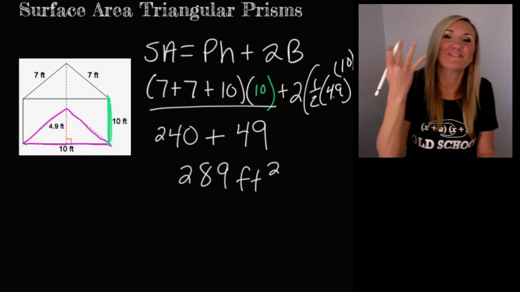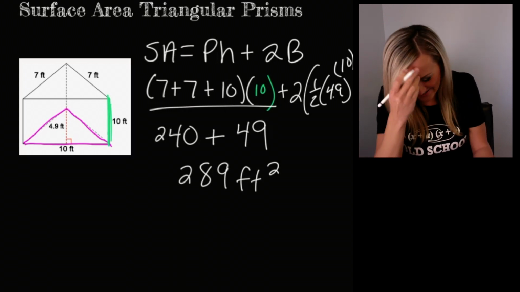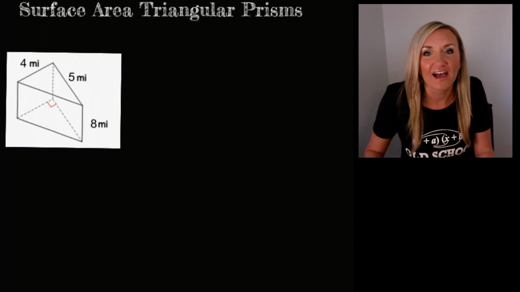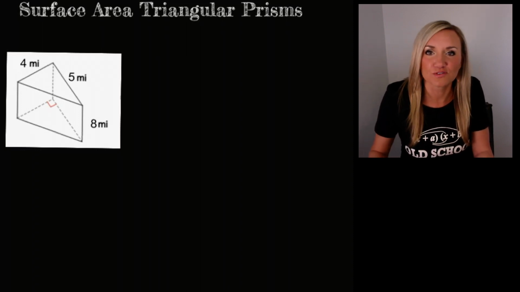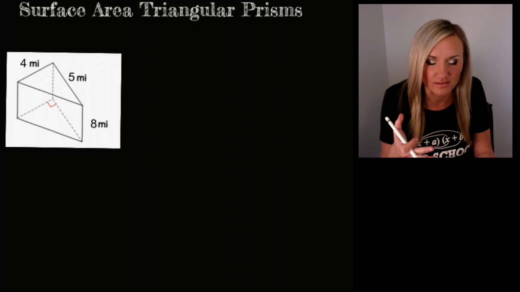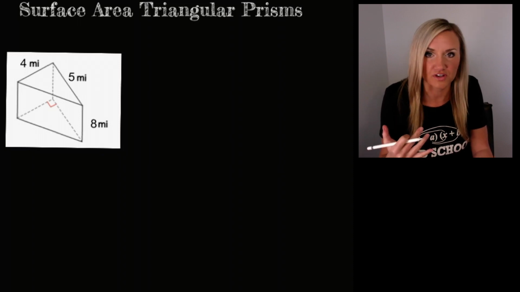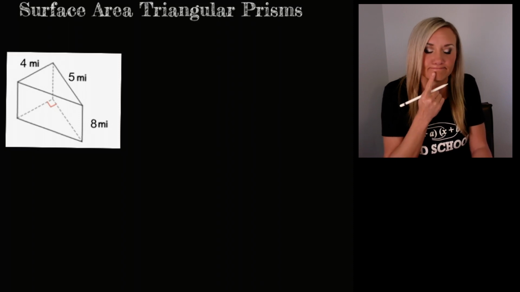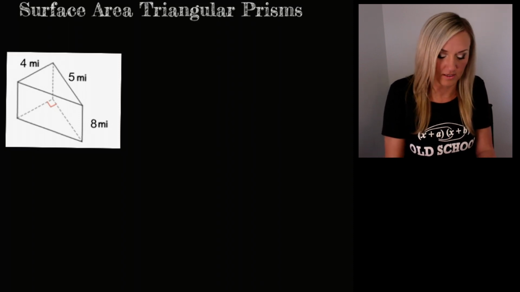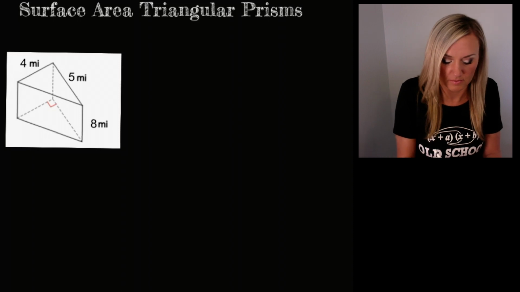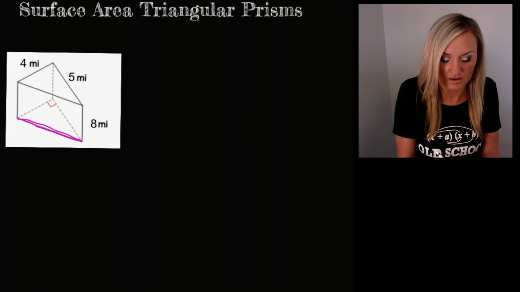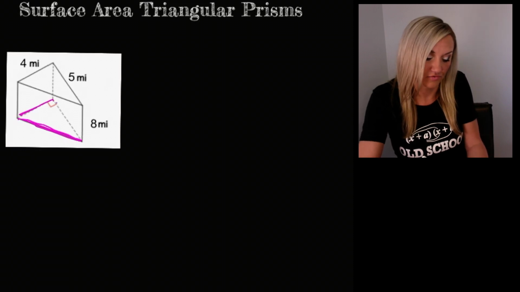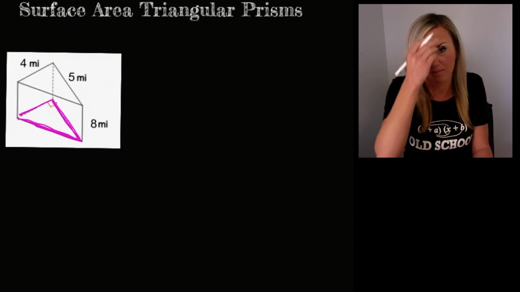Okay, example number 4. Here it comes. For the 4th example, we have something missing. So just take a second, look at the diagram, make an observation. What do you notice that's missing? Well, we do not know the hypotenuse. And if we have to find the perimeter, right? If we have to find the perimeter, we have to find that hypotenuse.